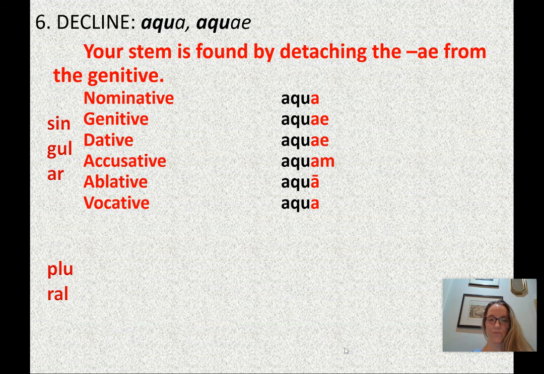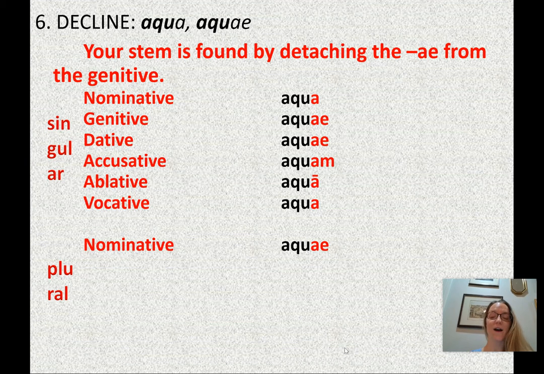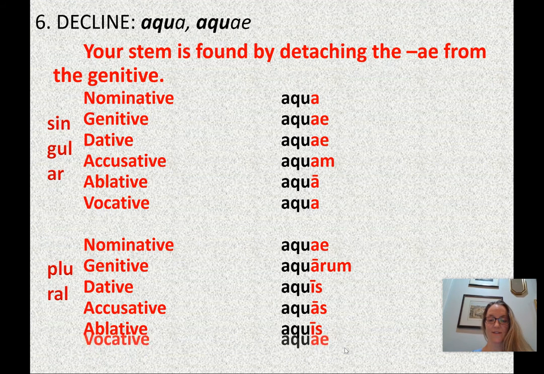Now the plural. You've seen the nominative plural before. As we were translating insulae, terrae, all of those were nominative plurals as subjects. So you should have AE. We've seen aquas a couple times, but you should have AE, ARUM with a macron, IS with a macron, AS with a macron, IS with a macron, and AE.